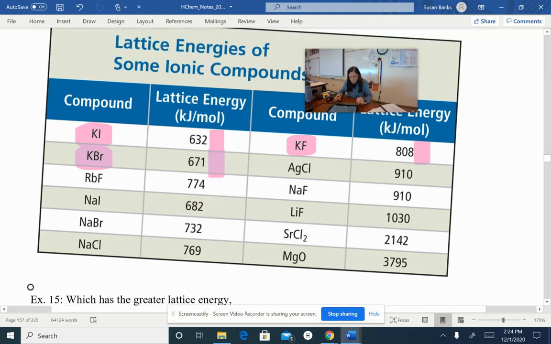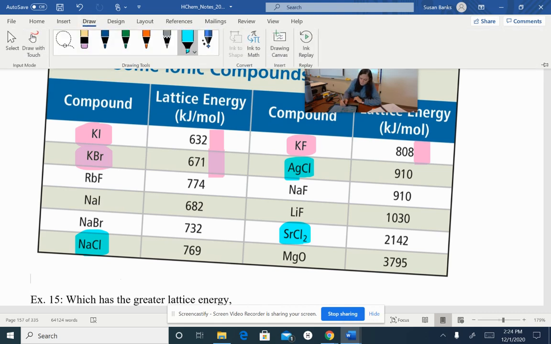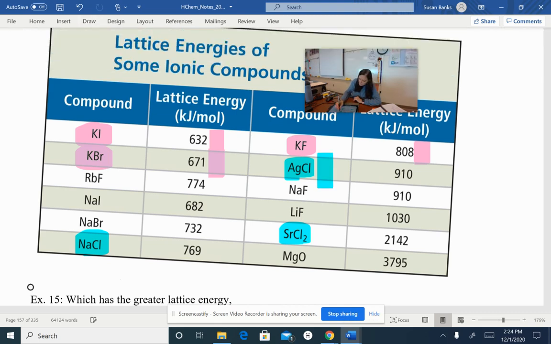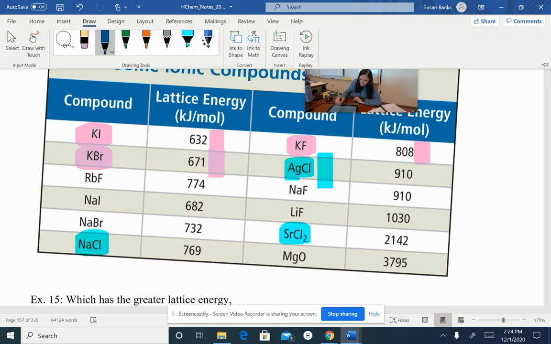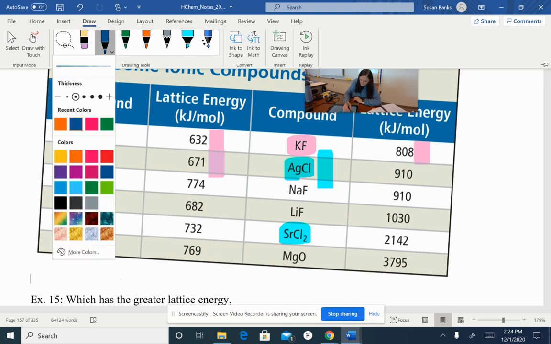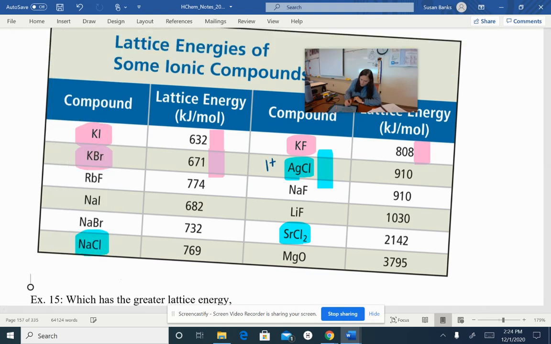I want to look at a bunch of the chlorides here. So we're going to keep the negative ion the same. Okay, so we've got sodium chloride, we've got silver chloride, we've got strontium chloride. Silver here is a +1. Silver's a +1. Sodium is a +1. Strontium, though, is in my second column, so it is a +2.